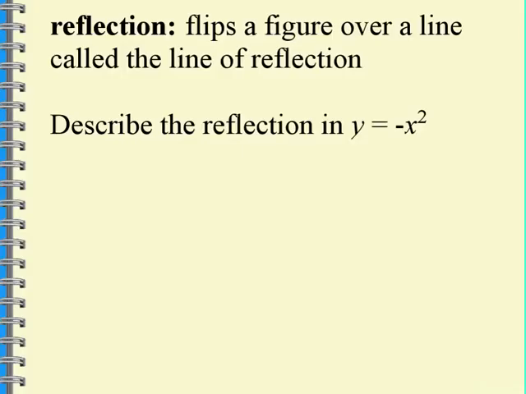Now this one, a reflection. Basically, reflection is like a mirror. It flips a figure over the line called the line of reflection. If I was taking notes here, for reflection I would say flips a figure. You don't necessarily need everything else. It says describe the reflection in y equals negative x squared. So in GeoGebra, graph y equals negative x squared. How do you write that in? Negative x caret 2. That's how you type it in.